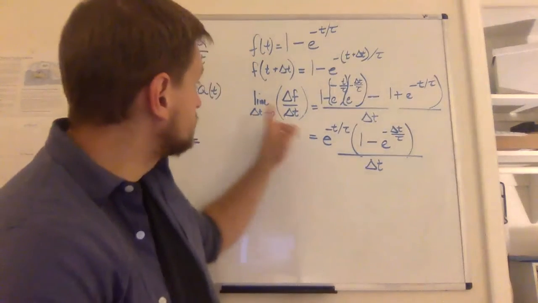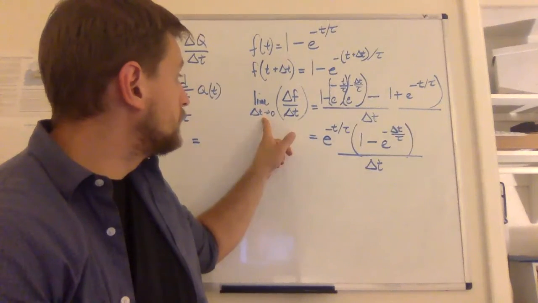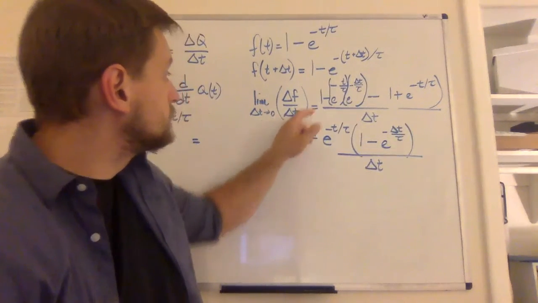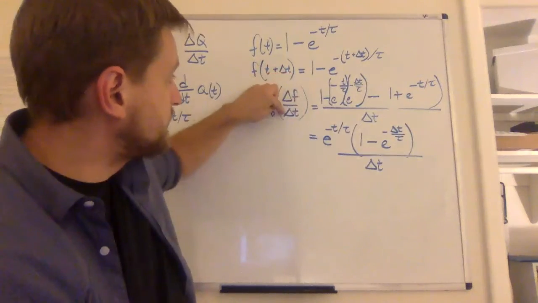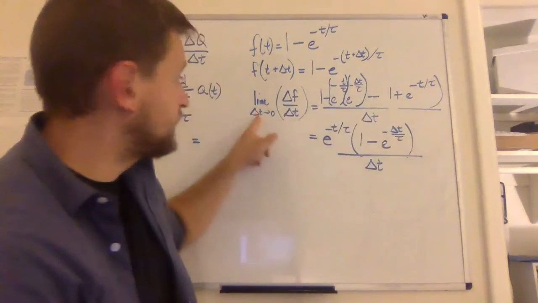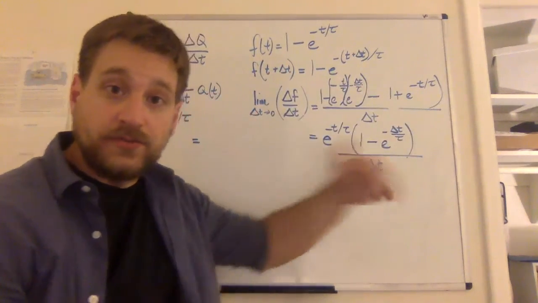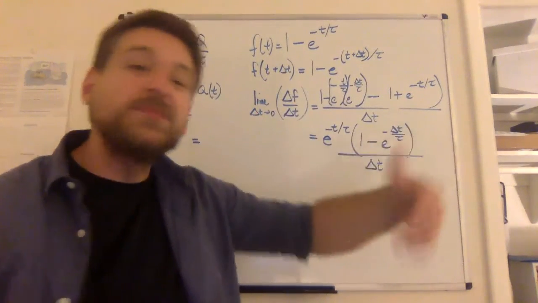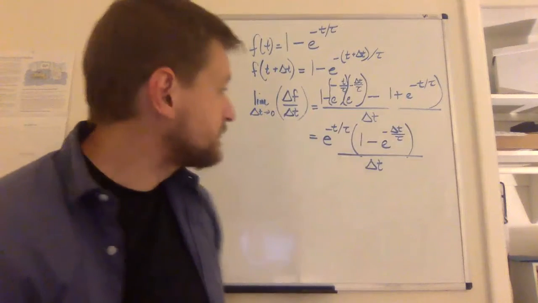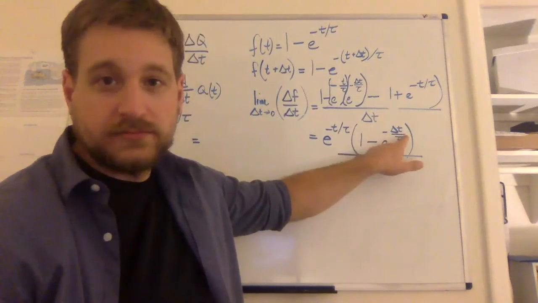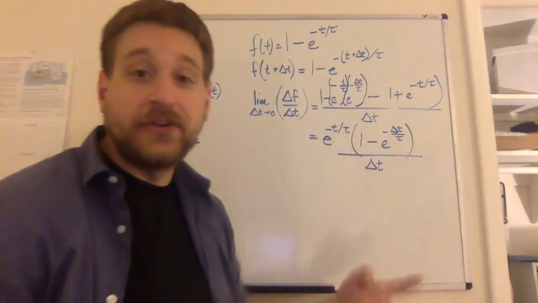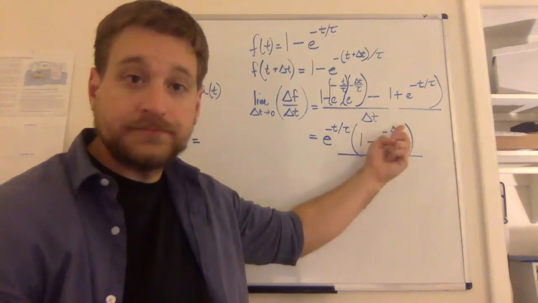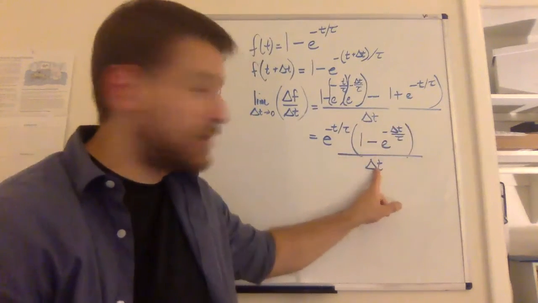And now we do the limiting thing. Delta function over delta t was this noise, but now we've got to take what happens if delta t goes really small. If delta t is really small, let's pretend it's 0 just for a second. E to the negative 0 is 1, because anything to the 0 power is 1. 1 minus 1 is 0, but we're dividing by 0.